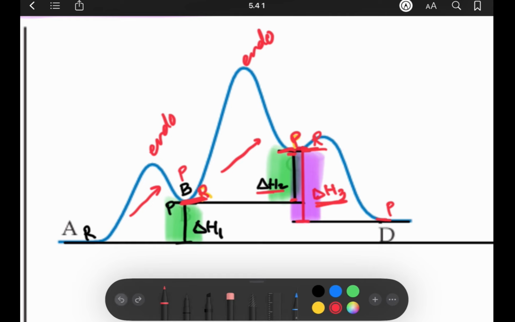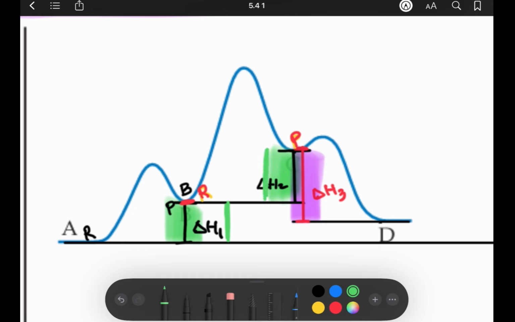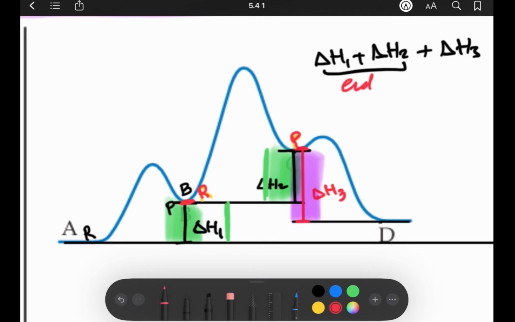So if we erase the stuff in here, the first green represents the endothermic, and this is another endothermic. So the overall energy is represented in terms of delta H1 plus delta H2 plus delta H3. We notice that delta H1 and delta H2 are endothermic, and apparently they look greater than delta H3, which is exothermic. And that's why the overall reaction is going to be an endothermic reaction.